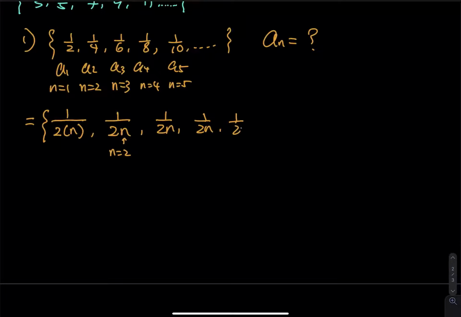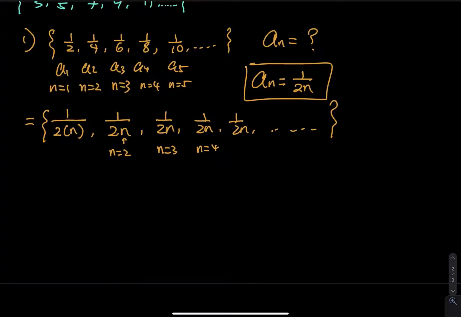And so on and so forth. That means the overall pattern is 1 divided by 2n. So when n is equal to 3, we have a 6. When n is equal to 4, we have an 8, right? So that means overall, an is equal to 1 divided by 2n. So that is the general term.